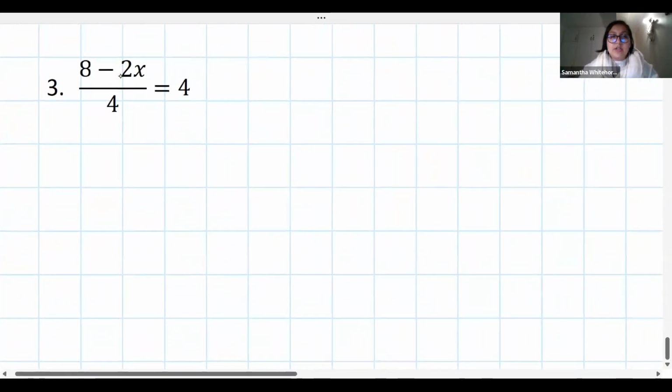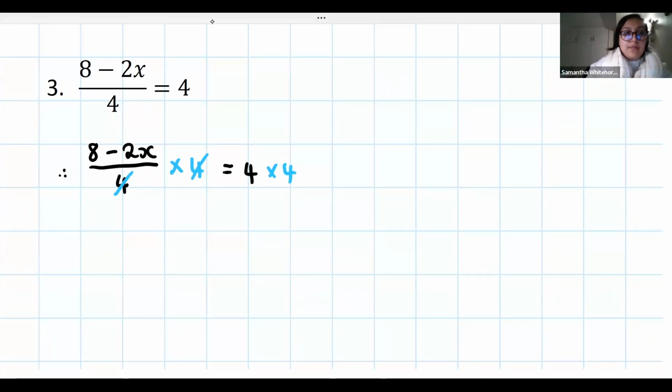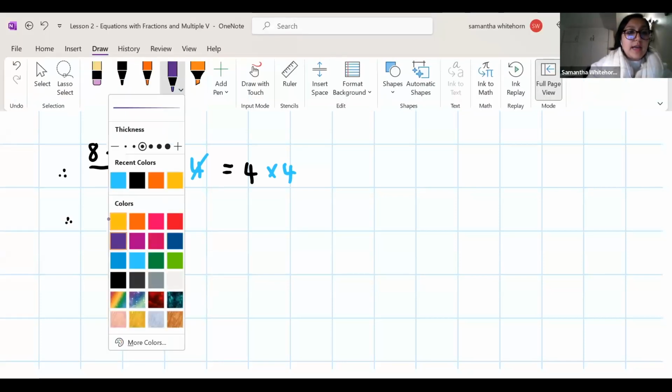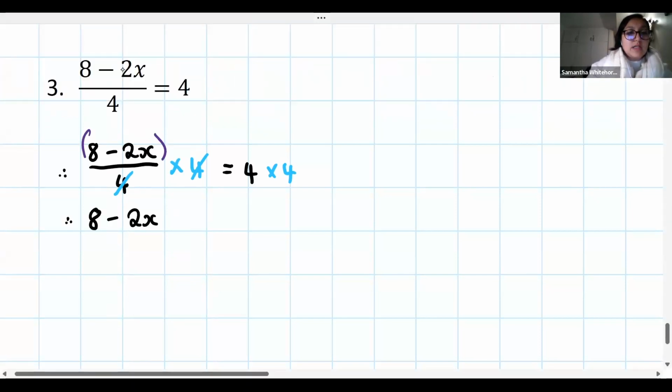So let's have a look at this question 3. We're going to do it together. We've got 8 minus 2x divided by 4 equals 4. Now what's different here, guys, is all of a sudden you've got 2 terms in the numerator. But that shouldn't scare us. We still use inverse operations. So again, I don't like that denominator. Let's times both sides by 4 so that the 4 in the denominator is gone. What that means is I'm now left with the numerator that I had. So this numerator, 8 minus 2x, is all that is left on the left-hand side. So 8 minus 2x is equal to 4 times 4, which is 16.